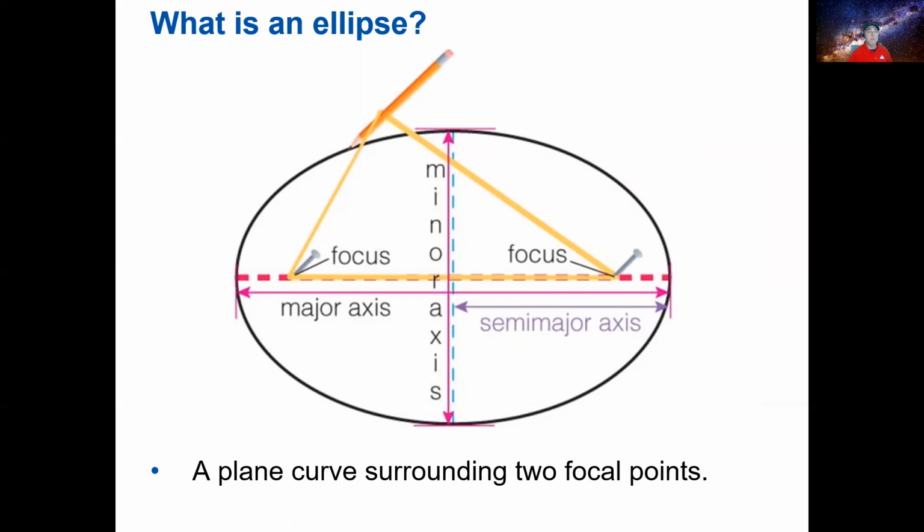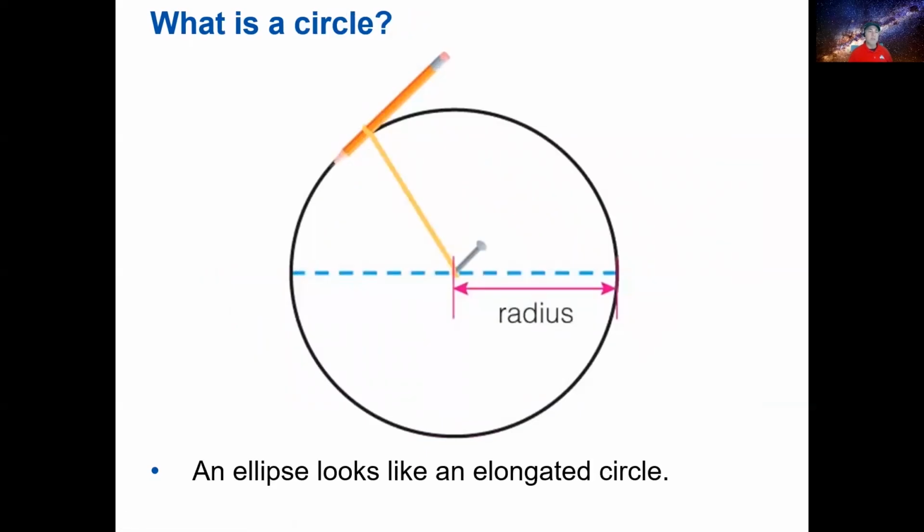An ellipse is a plane curve surrounding two focal points, such that for all points on the curve, the sum of the two distances to the focal points is constant. An ellipse looks like an elongated circle, but in fact, the circle is a special type of ellipse in which the two focal points are in the same position.